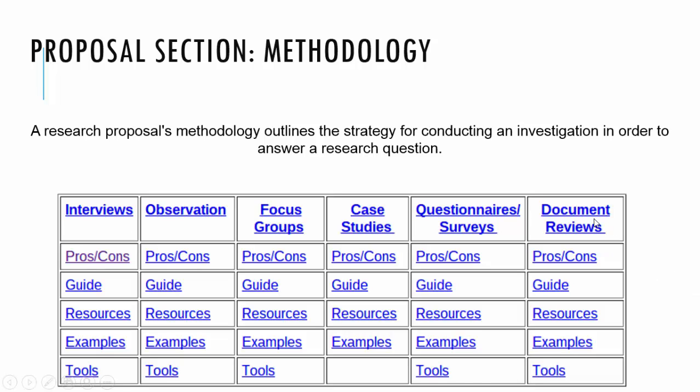The last area we have here in the methodology chart would be document reviews. Document reviews are when you find first-hand documents, that means documents that have not already been interpreted and given to you. So if you found an article about the Declaration of Independence, that's different from your actually reading the Declaration of Independence for yourself, right? That's the difference.